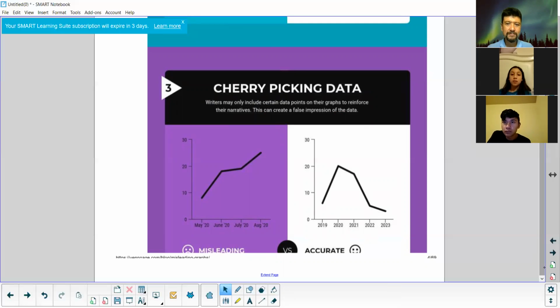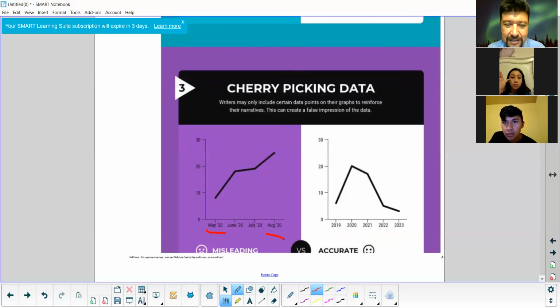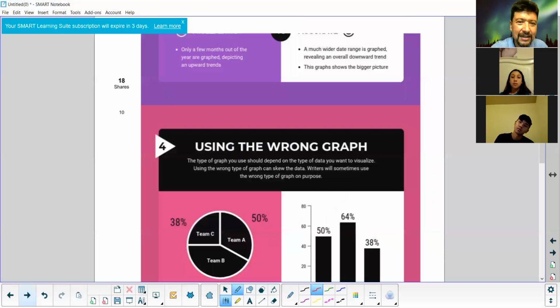Yeah. So you see the misleading and the one that's accurate. Why is the one on the left misleading? I don't know. Well, look, you see how they start in May? Yeah. You see how they start in May and in August? Well, May of 2020 was maybe about here. So they're just showing it going up. Does it make sense? Oh, yeah, you're right. Yeah, so that's the reason why. Okay. All right, good.